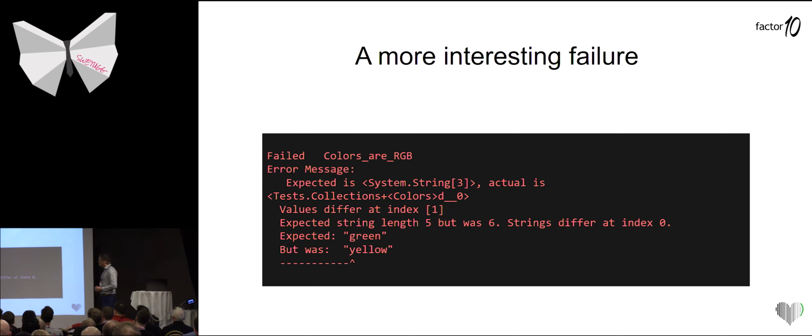So let's look at a more interesting failure on a real server. This is apparently also related to RGB, and in fact it's one more test that tested approximately the same thing. I don't know why we have multiple tests that test the same thing, but apparently the test author was very enthusiastic. So we have colors RGB, and we get some information here. We get that the values differ at index 1, and it expected green but was yellow. And it helpfully tells us that the difference between green and yellow starts at the first letter, which is new information. Is this good or bad?